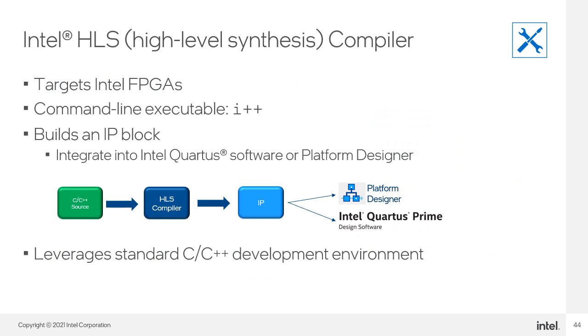The Intel HLS compiler can be used to target any Intel FPGA, generating optimized RTL code for that specific family.